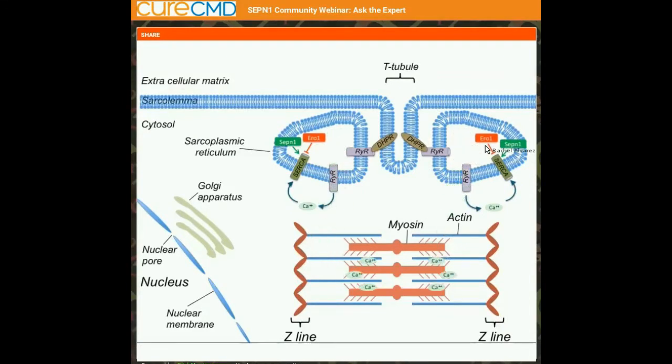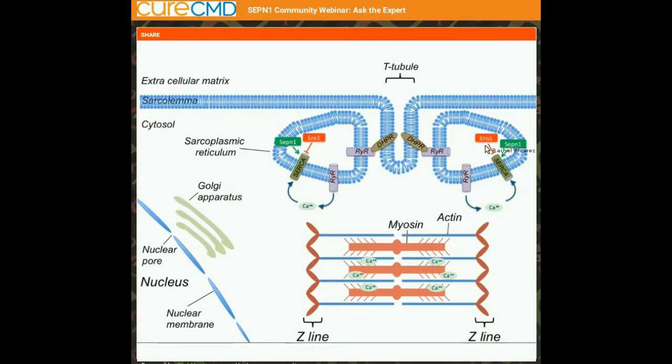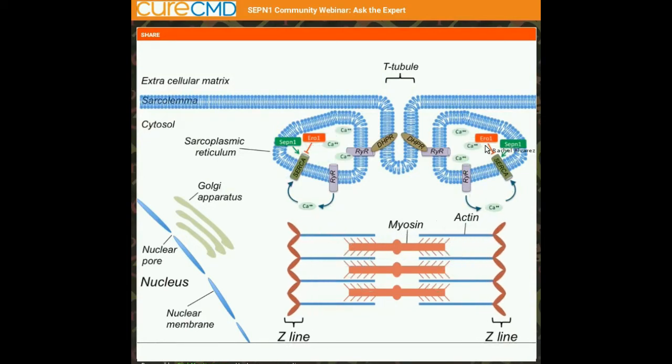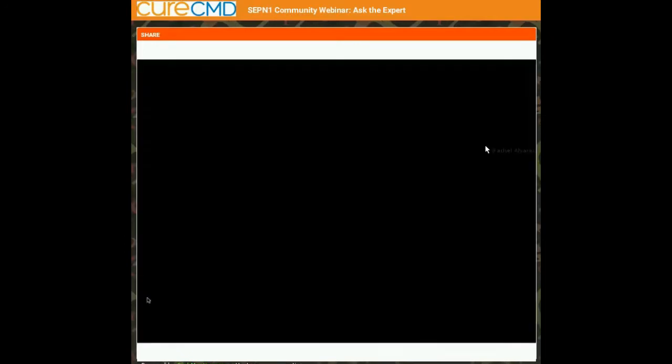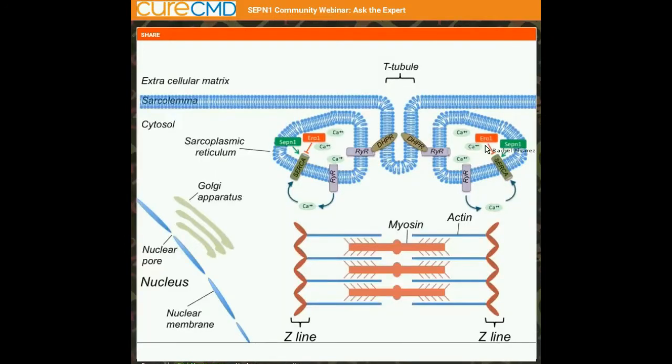But in the absence of SEPN1, the over-oxidizing environment caused by ERO1 can inhibit SERCA, and as a result, there is less calcium that is getting back to the sarcoplasmic reticulum.